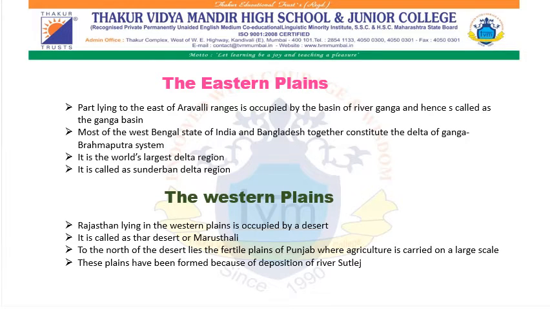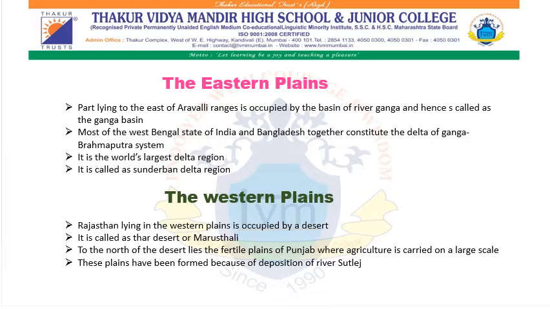The plains of India are divided into two parts, the eastern plains and the western plains. The eastern plains, the part lying to the east of the Aravalli ranges, is occupied by the basin of river Ganga and hence it is called the Ganga river basin. Most of the West Bengal state of India and Bangladesh together constitute the delta of the Ganga Brahmaputra system. It is one of the world's largest deltas, which is known as the Sundarban Delta region.